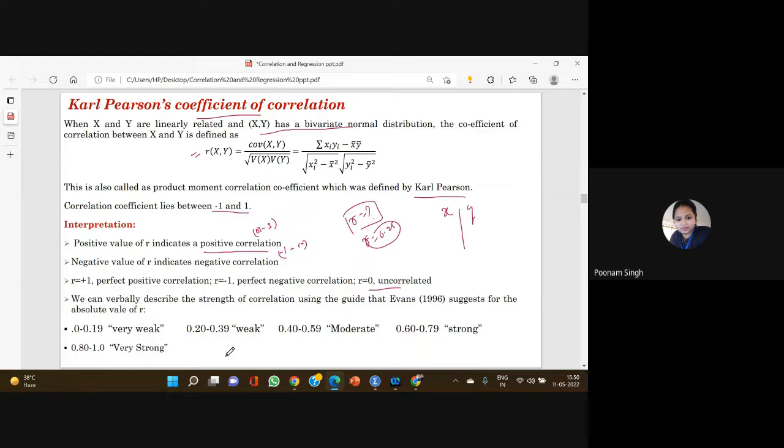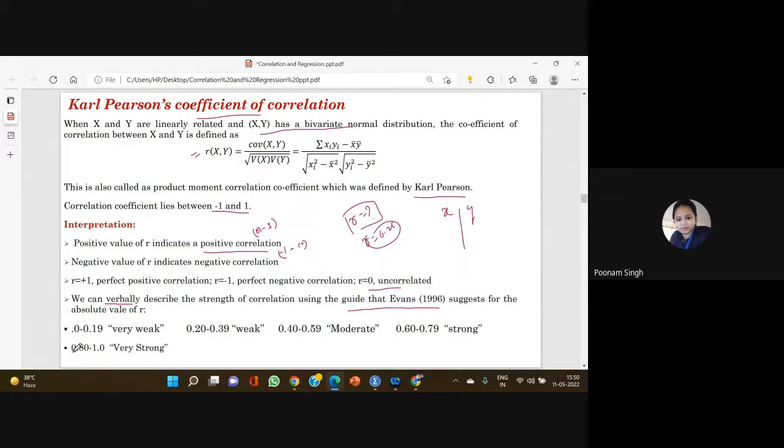Further, if we want to verbally describe the strength of correlation, it was described by Evans in 1996, and he suggested the absolute value of r. If something lies in this range, then we will use such type of adjectives for that.